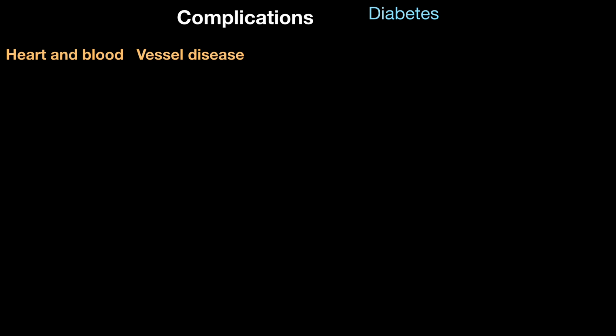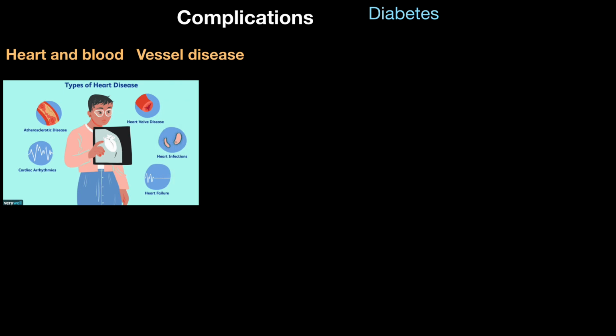Let's learn complications of diabetes. If we are not managing diabetes in a normal way, it will lead to several complications. Among that, first one is heart and blood vessel disease. Since high blood sugar levels lead to fat deposition, I already told you, if there is any insulin resistance, the sugar will be stored as fat. So this fat deposition causes narrowing of blood vessels. That means the normal blood flow gets interrupted. It will lead to various heart diseases like heart failure, cardiac arrhythmias, atherosclerotic heart disease, etc.